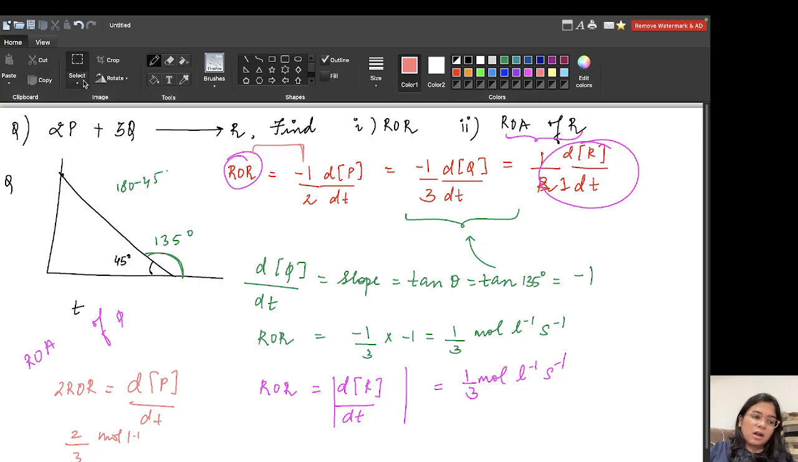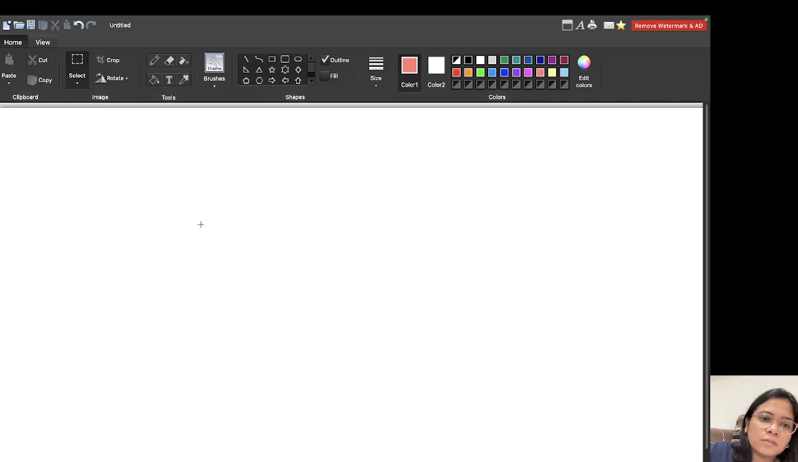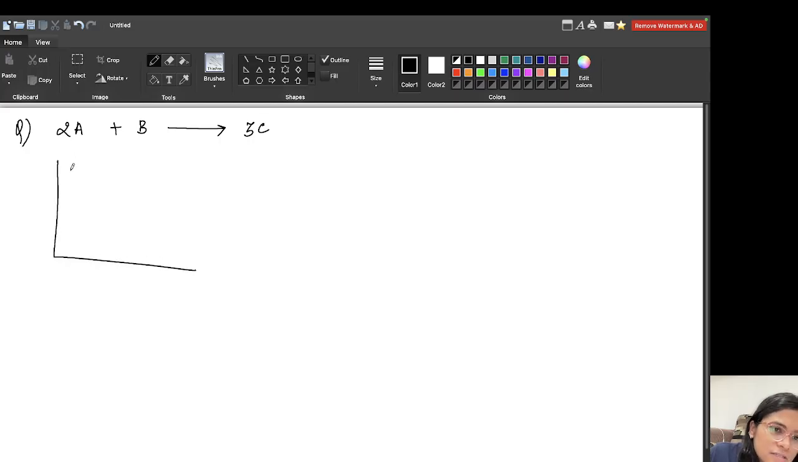Last question based on the graphs. Now the question is telling you 2A plus B is giving you 3C. And the graph they have given is this. The tangent, they have made a tangent here and the angle is 30 degrees here. And the graph is between B and time, which is here 5 seconds.